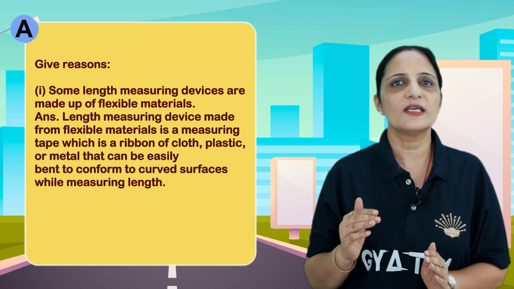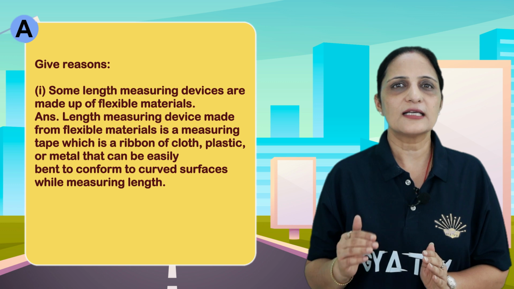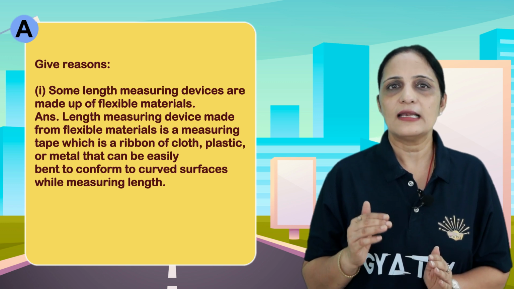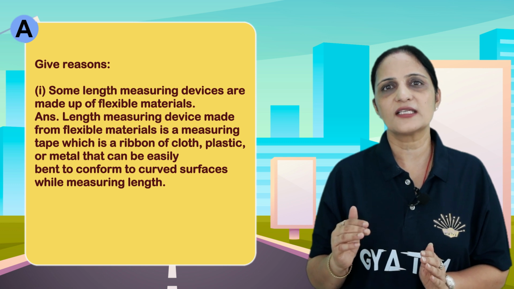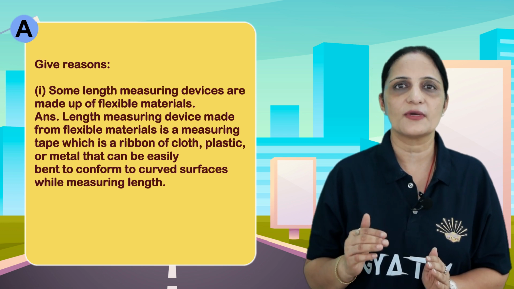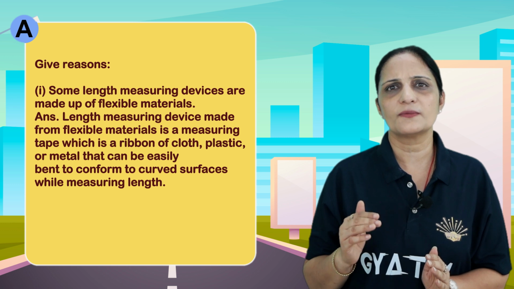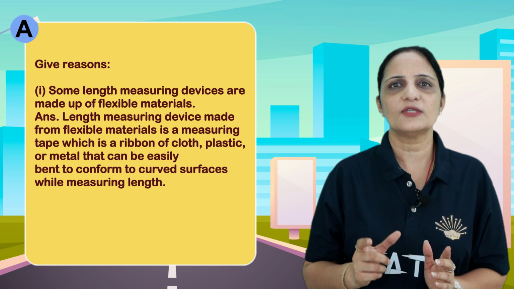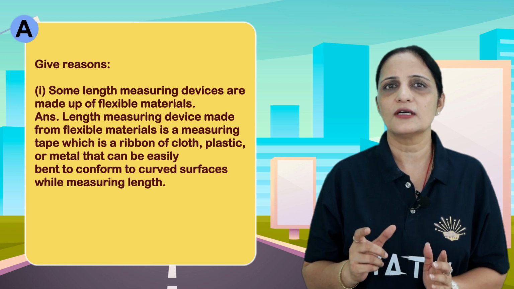Question number 4, give reasons. First part, some length measuring devices are made up of flexible materials. A length measuring device made from flexible material is a measuring tape, which is a ribbon of cloth, plastic or metal which can be easily bent to conform around curved surfaces so as to measure the length.